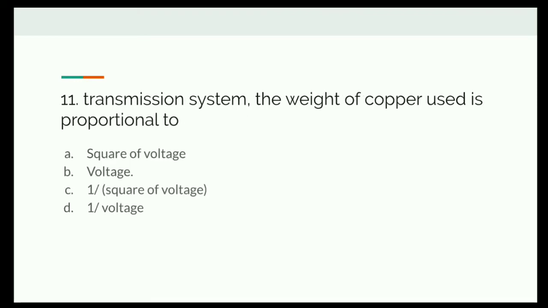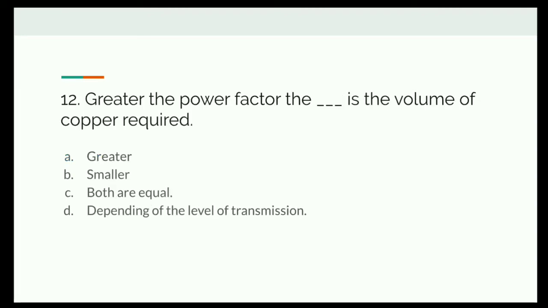In a transmission system, the weight of copper used is proportional to A, square of voltage, B, voltage, C, 1 by square of voltage, D, 1 by voltage. And the correct answer is 1 by square of voltage. Next question.